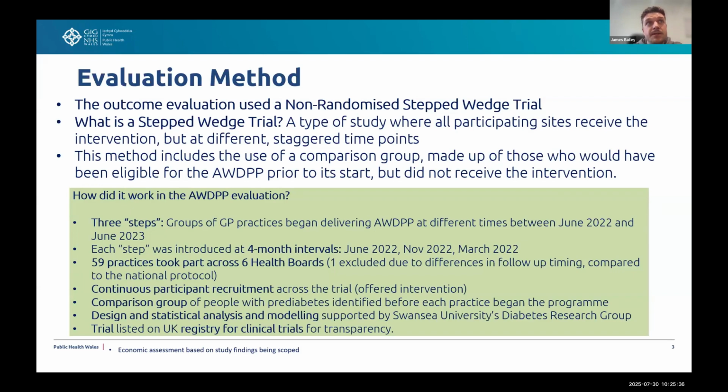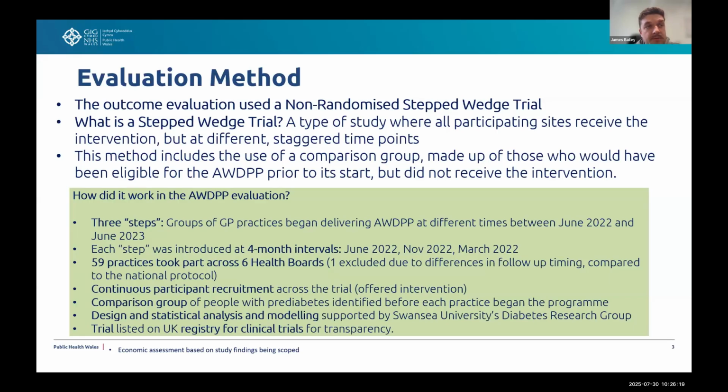The design we used was a stepped wedge. This is because of how the intervention was delivered across Wales. It was delivered in different time periods. The intervention was rolled out across all 7 health boards in Wales, although we only focus on 6 health boards, as one health board had a slight deviation from the intervention protocol. We looked at delivery of the programme from June 22 to June 23. Based on this, we included a 3-step model, where each step was introduced at 4-month intervals. In total, 59 practices are included in our study.